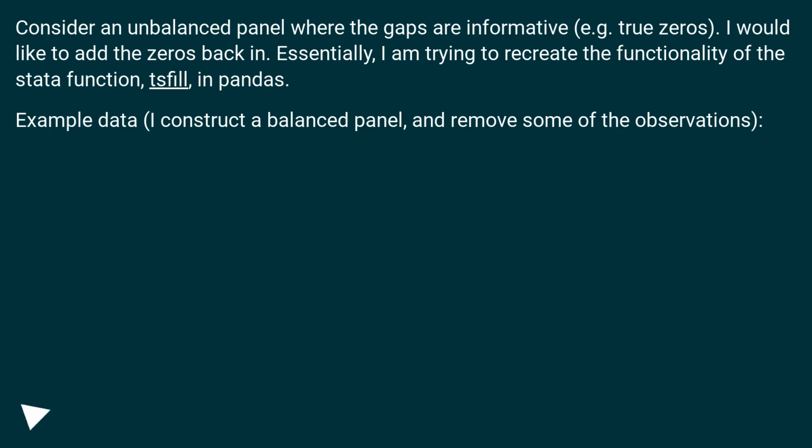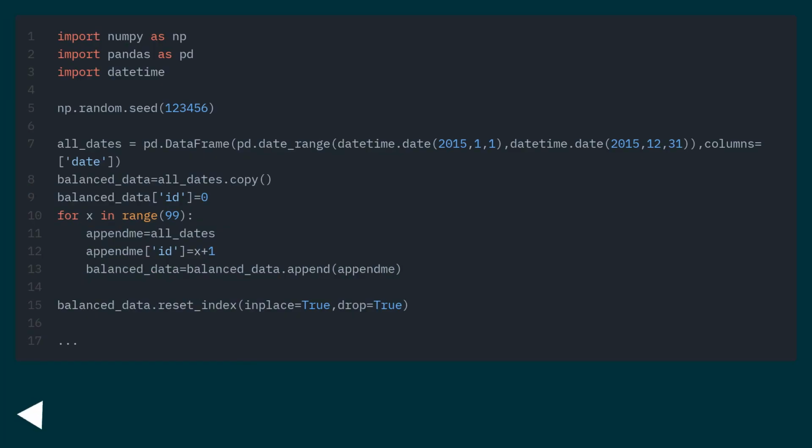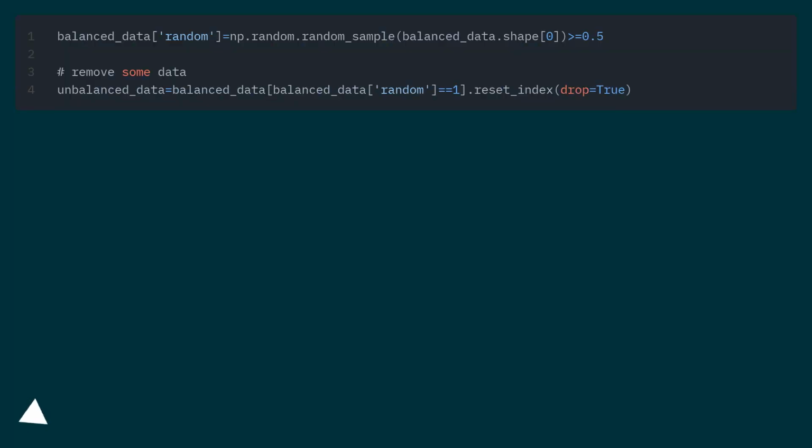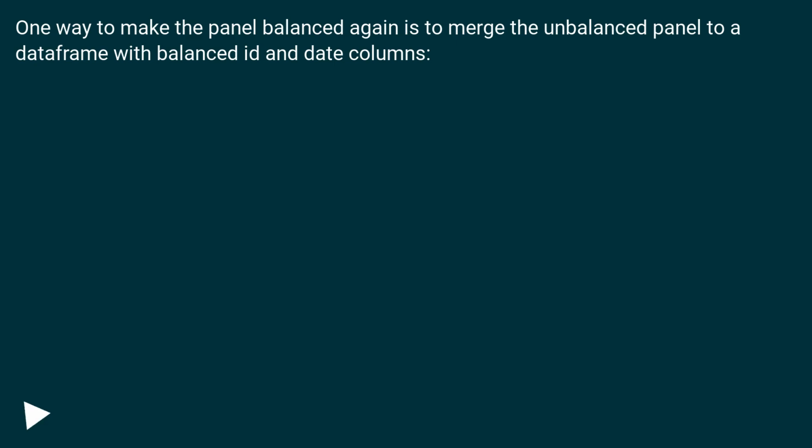Example data: I construct a balanced panel, and remove some of the observations. One way to make the panel balanced again is to merge the unbalanced panel to a data frame with balanced ID and date columns.